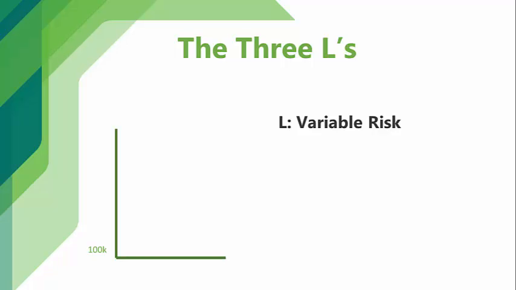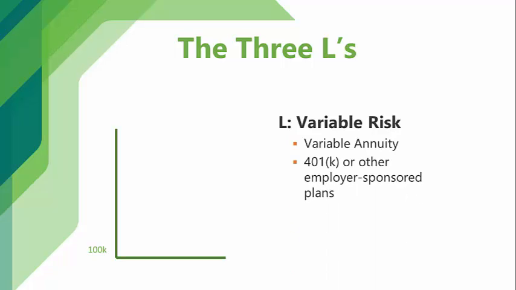Our second vehicle for liquid money is a variable risk product. I don't sell variable risk products as I'm not securities licensed. However, many of my clients will have a portion of their liquid money in a variable risk product. Examples of a variable risk product might be a variable annuity, a 401k or other employer-sponsored plan, individual stocks, bonds, or mutual funds. In variable risk products, the returns are unknown.